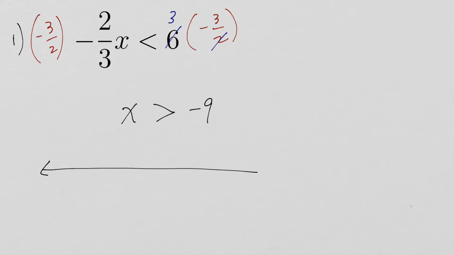Now when we write our graph, we'll put negative 9 in the center, and we'll put a parentheses. If it was a greater than or equal to, we'd put a bracket, but that's for a greater than or equal to. But it's just a parentheses, and then it's greater than that.